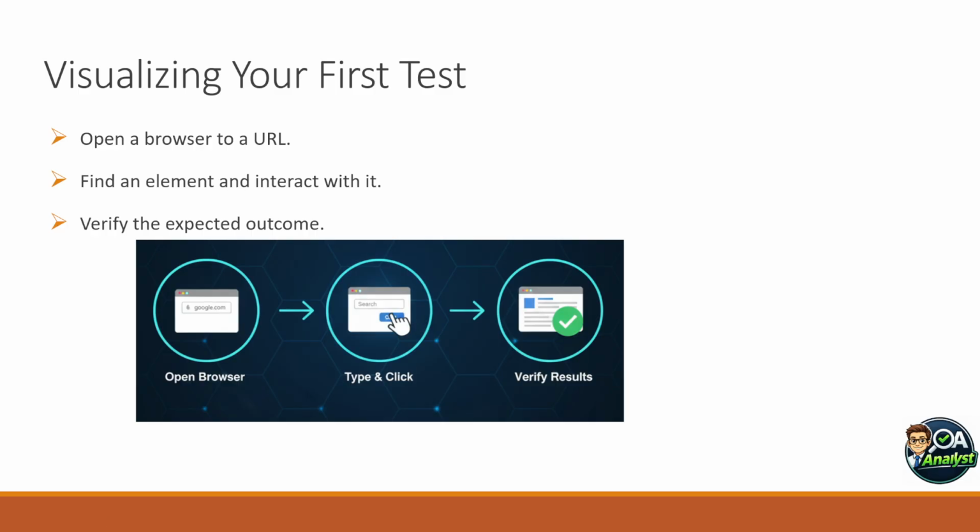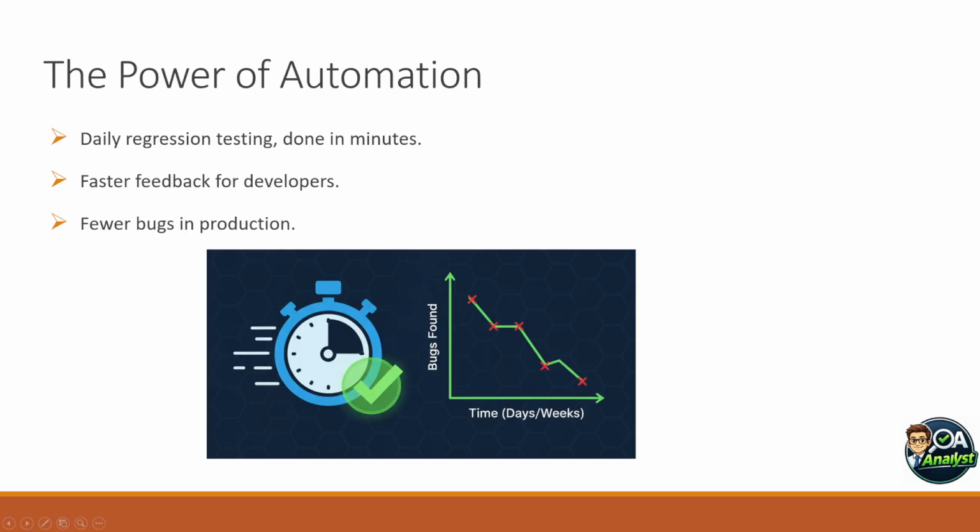So why is this powerful? Because imagine you are working in a team that deploys updates every day. Instead of manually checking your login, search, or checkout feature daily, Selenium does it in minutes. That means faster feedback for the developers as well as fewer production bugs for the users.